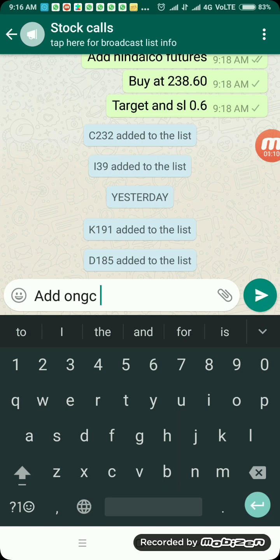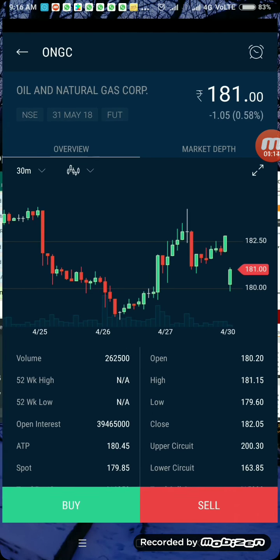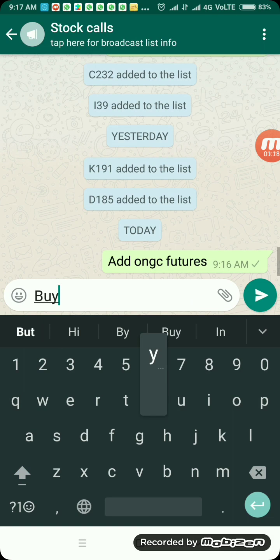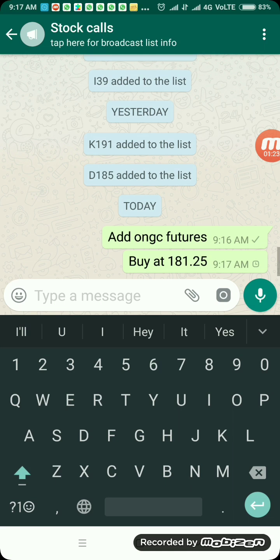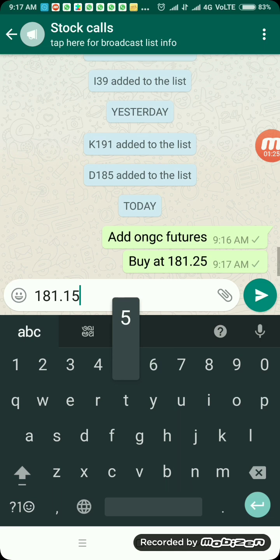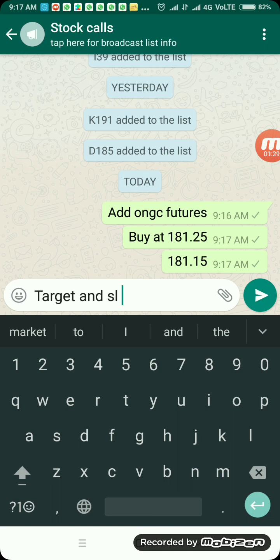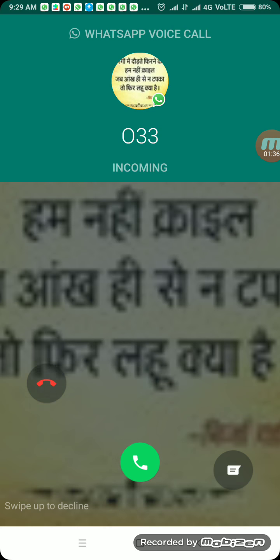So I'll just immediately place the call for people who are taking it. Add ONGC futures. Okay, so I'll take it at the breakout of the high. So it is buy at 180. It was 181.15, okay, it was a mistake. 181.15 will be my buy price. Okay, target and stop loss will be 0.5. Okay, so I have given the call.